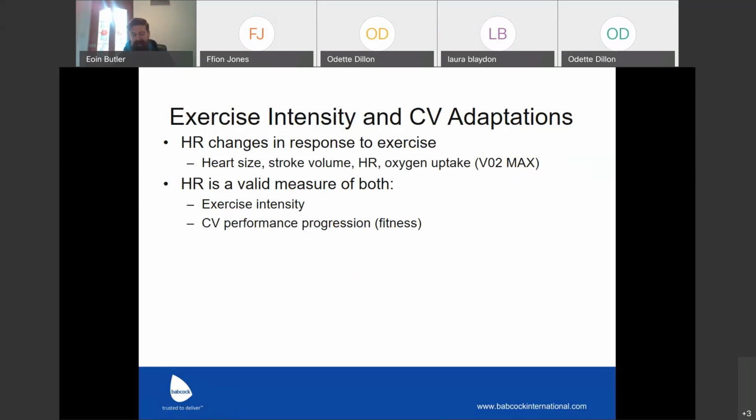What we should see is that the heart rate is less than it was 6 to 8 weeks ago, because we've got cardiovascular performance progression, where the heart doesn't have to work as hard as it did 6 to 8 weeks ago. Does that make sense?